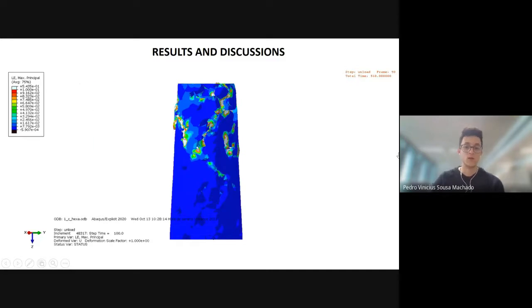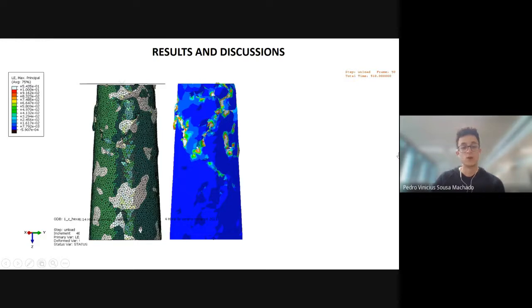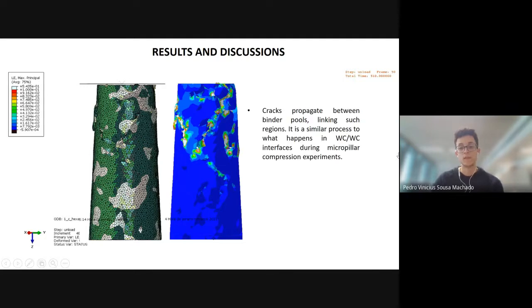So what we could say here is that the model is capturing really well the general direction of the cracks, and it's also capturing really well the location, because cracks usually appear at interfaces between binder pools. And this is what we are observing in these simulations, even though we didn't specify any interface to the program. There is no special formulation for the interfaces. We are observing a lot of failure in regions that would be interfaces in real life.